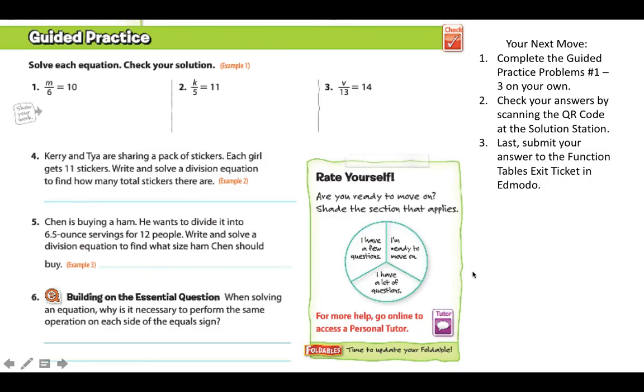Now you're going to do some on your own. Your next move is to complete the guided practice problems. That's numbers 1 through 6, that should say, not 1 through 3, 1 through 6, including number 6. Then you'll check your answers by scanning the QR code at the solution station and submit your guided practice. The last thing you're going to do for me is an exit ticket in Edmodo. So let's make sure we're doing that. We're doing the guided practice, scanning, checking our answers, turning our guided practice in, and then doing the exit ticket.